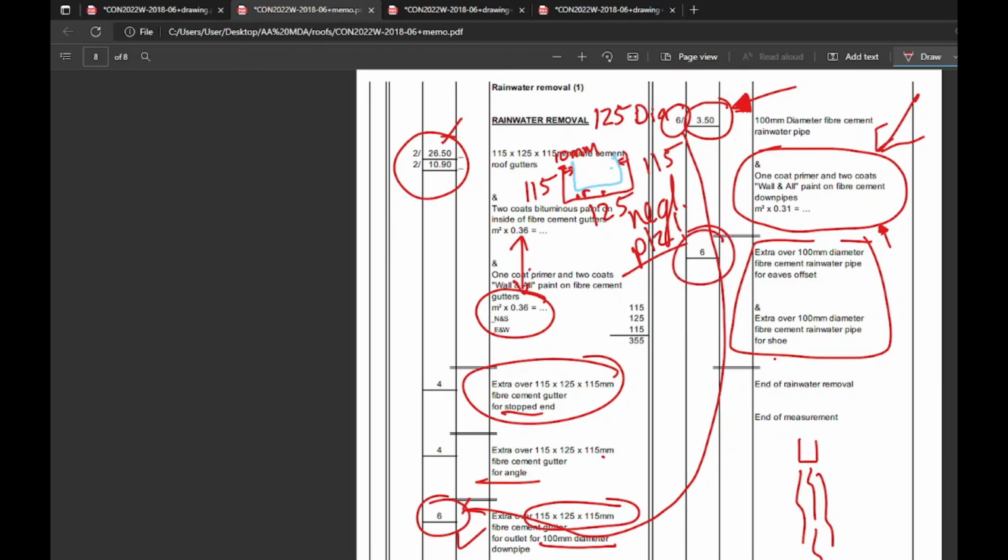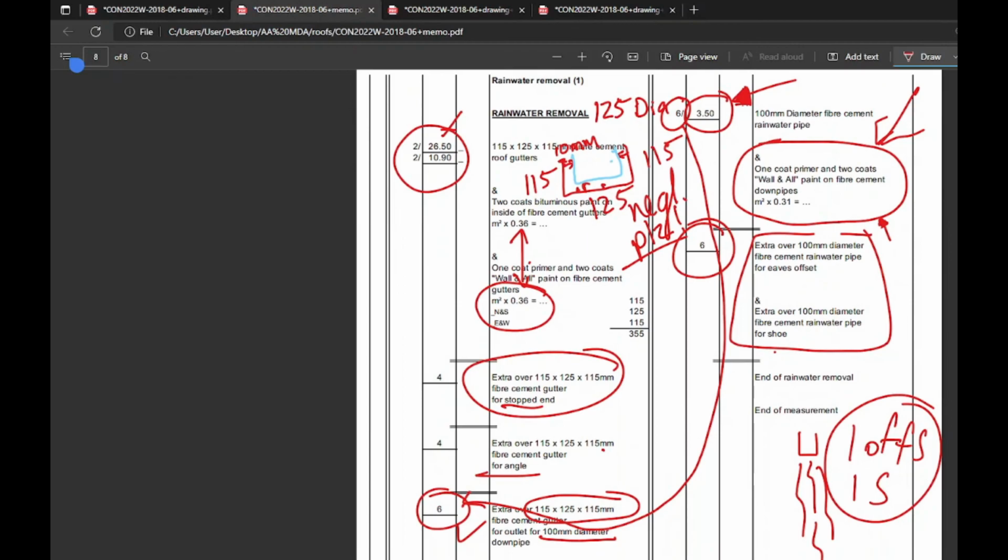One offset and one shoe per downpipe. Well, firstly, let's just summarize this quickly. We have 1 outlet, which needs 1 downpipe, and that 1 downpipe needs 1 eaves offset and 1 shoe.